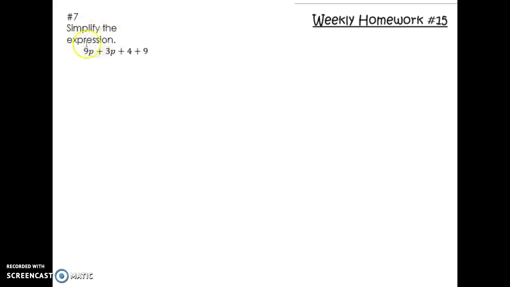Alright, number 7 says simplify the expression. It doesn't say answer it, it just says simplify it, right? So what we've got to do is find our like terms. On our like terms, we have 9p plus 3p plus 4 plus 9. So these are the same, right? And remember, when there isn't a plus or minus sign up here, that means it's automatically a plus sign because it's already positive. So we can combine these.